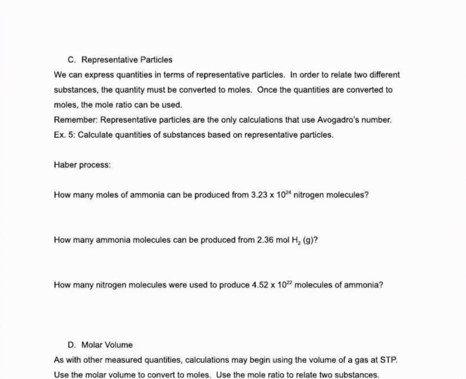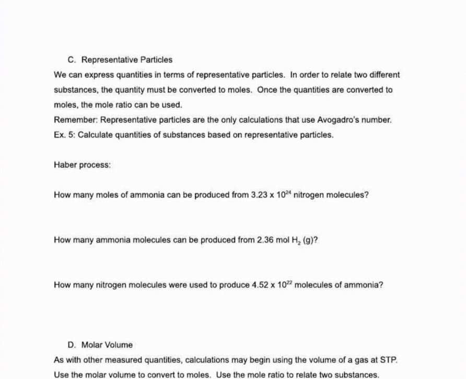So we can express quantities in terms of representative particles. And you'll recall this from the unit on moles. A mole is a specific number of particles. But if we want to relate 2 different substances, the quantities have to be converted to moles. Moles is the only thing that 2 different substances will have in common. Once the quantities are converted to moles, then we can use the mole ratio.